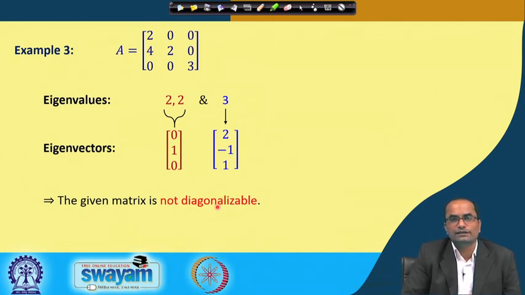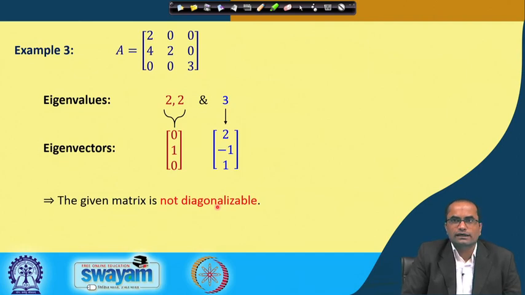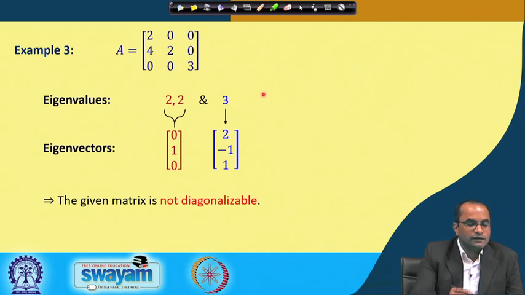So, what we have seen here is that we cannot diagonalize every matrix. We can diagonalize only those matrices for which the set of eigenvectors is full, meaning if it is an n by n matrix, then if we get n linearly independent eigenvectors, we can diagonalize the matrix, otherwise we cannot diagonalize the matrix.